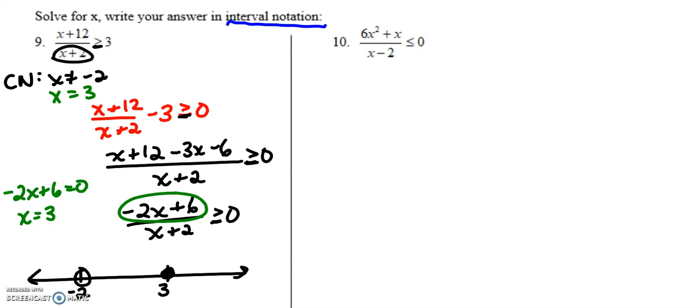Next thing, I'm going to test some numbers. So for instance, if I pick negative 3, and I plug it into here, I'm going to get negative 2 times negative 3 is positive 6 plus 6 is 12 over a negative.